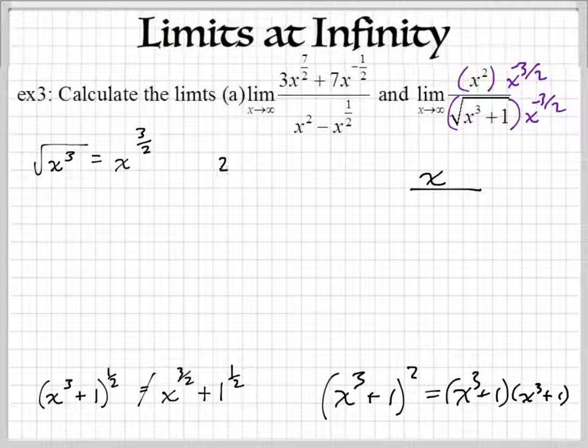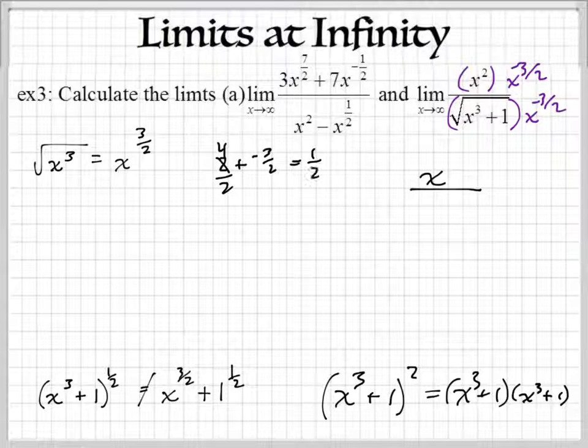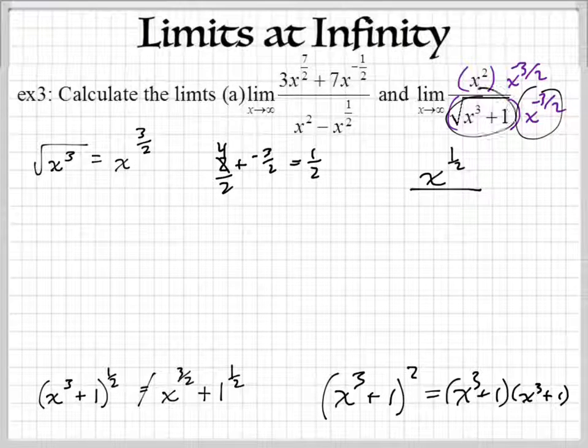Let's write that out. 2 plus negative 3/2. This would be a 2. That would be a 4. So this would equal 1/2. So it's going to be x to the 1/2 on top. But what are we going to get on the bottom? That's kind of weird, multiplying this times this.